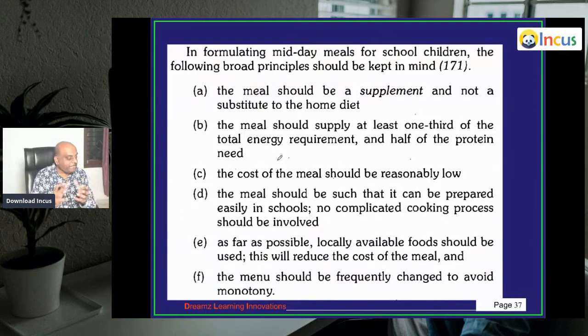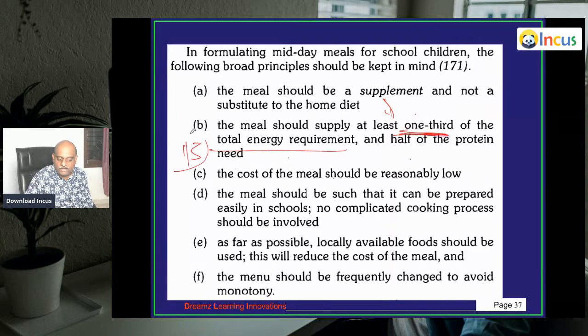And when they make the midday meal, what are the recommendations? The meal should be a supplement and not a substitute to the home diet. Just like online coaching program should be a supplement but not a substitute. Once upon a time, before COVID, after that online coaching became a substitute. Then the meal should supply at least 1/3 of the total energy requirement, 1/3 of the energy, 1/2 of the protein, is what you need to remember.